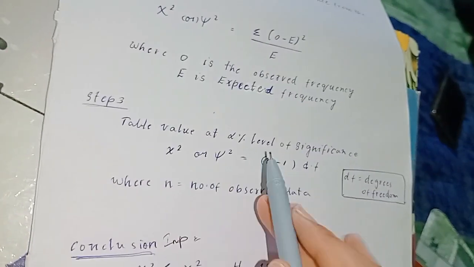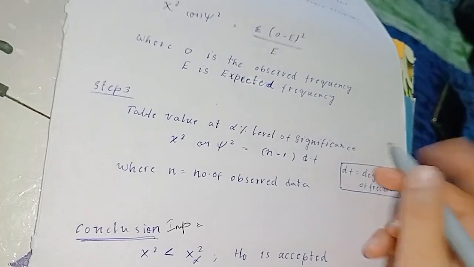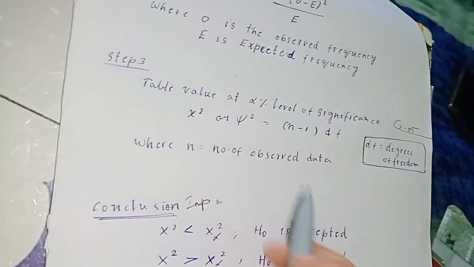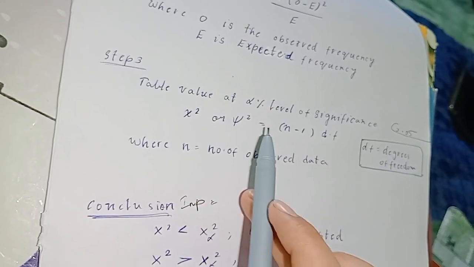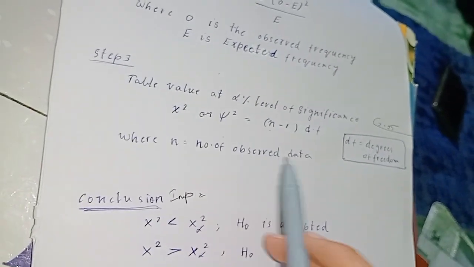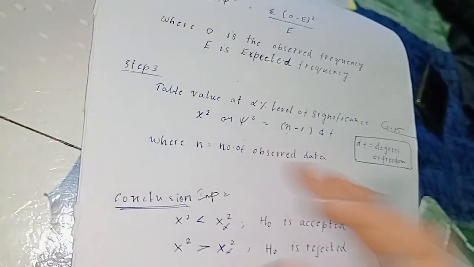Step 3, table value at the level of significance. Here this value will be 0.05. Psi square is equal to n minus 1, where n means the number of observed data. This also I will explain in the table. Df means degrees of freedom. In the conclusion, we have to write this part.